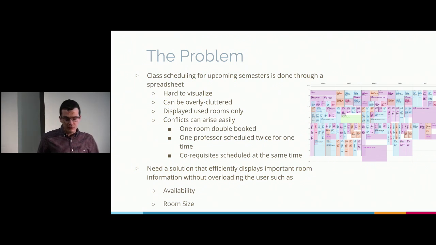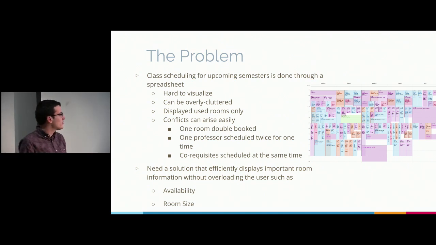So the original problem was that Jack needed a way to send classes to SIS so that they could put that up and students could begin to enroll in the classes. The problem is, as you can see from the Excel sheet here, it's really cluttered, hard to read, and can become disorienting when you're looking at all this information.